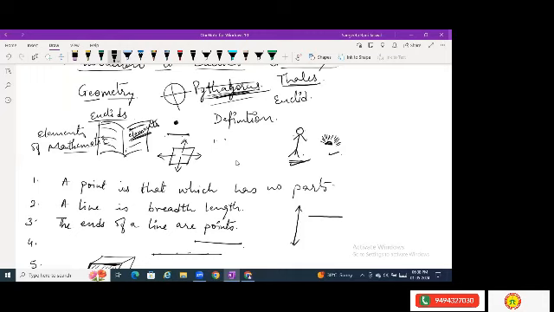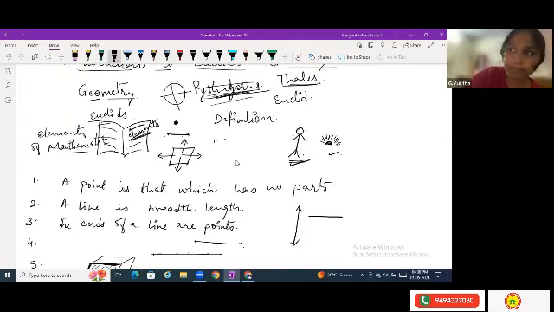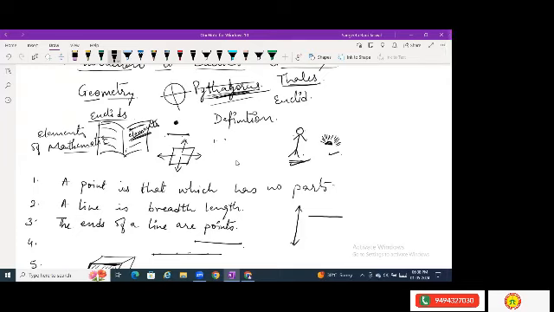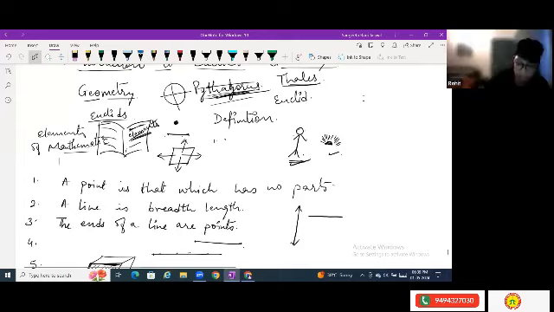Children, have you understood this much part? Yes, ma'am. Yes, ma'am. Yes, ma'am. Shara, yes, ma'am. Rohit, Harshit, have you understood this much part? Yes, ma'am. Okay, so we'll move ahead.